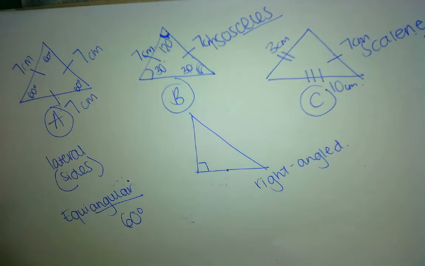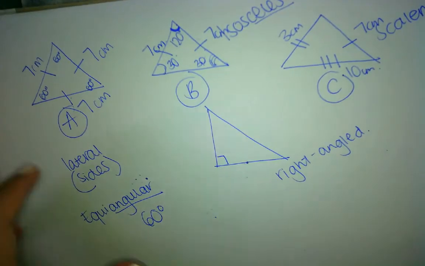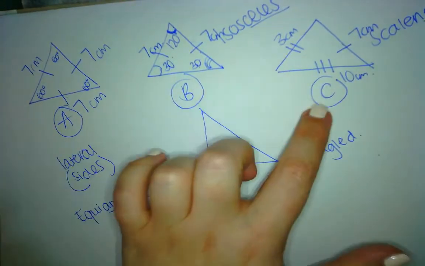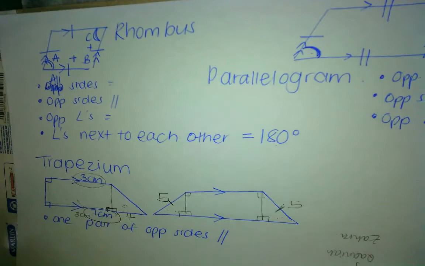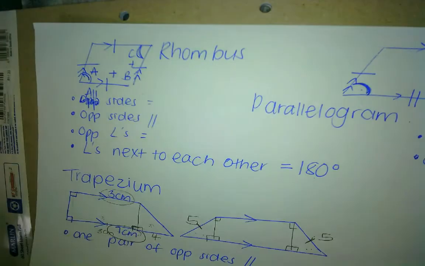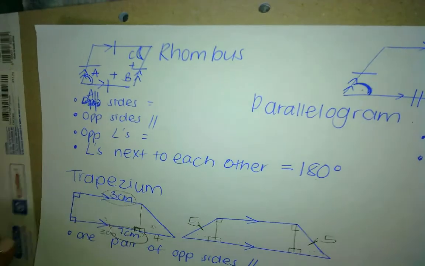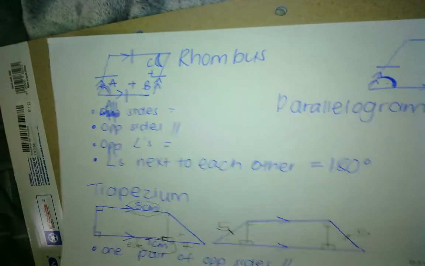And we also went through different triangles as well. So we've got the equilateral, the isosceles, scalene, and right-angled triangle. So basically that's most of what we covered. The rhombus and the parallelogram and the trapezium, just so that you know what is the difference between all of them. Your notes might look different to this, but it's pretty much the same thing.